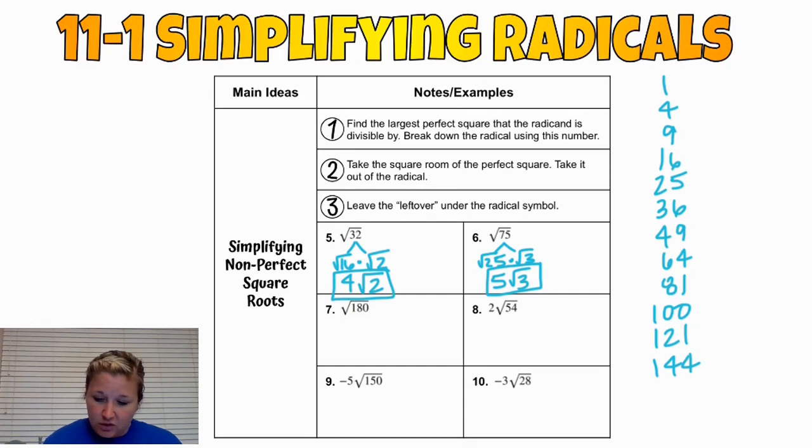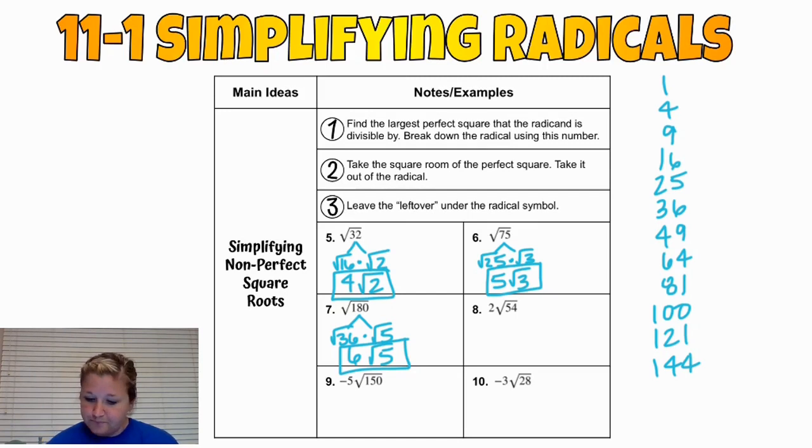So let's take a look over here. I want to see if I can think of a perfect square that can go into 180. And it looks like 36. So this is the square root of 36 times the square root of 5, because 36 times 5 gives you 180. If you're not sure, just start dividing it out. It'll be fine. And then the square root of 36 is 6, times the square root of 5.